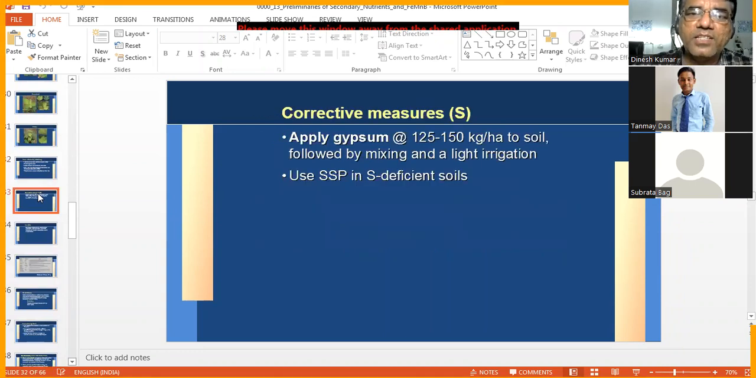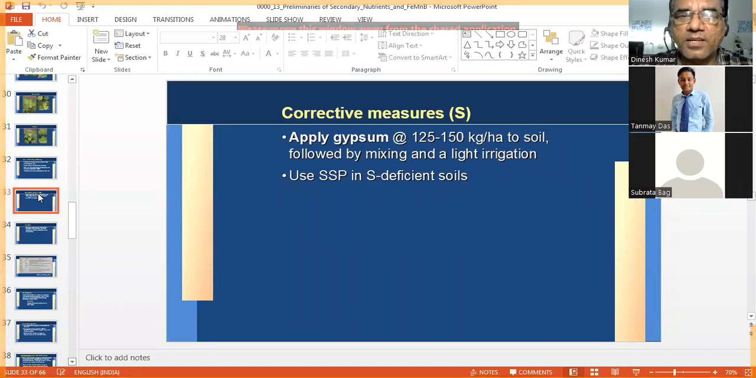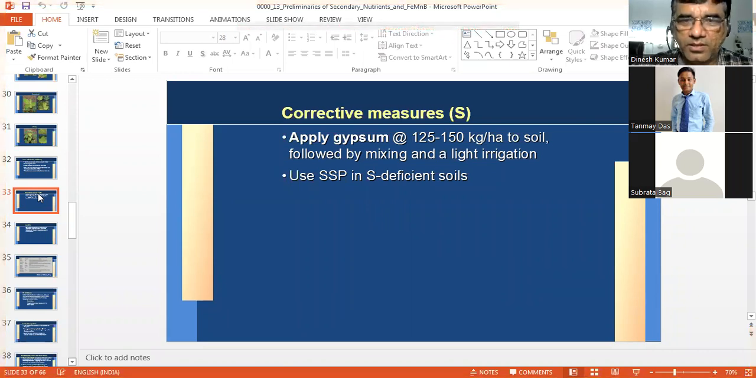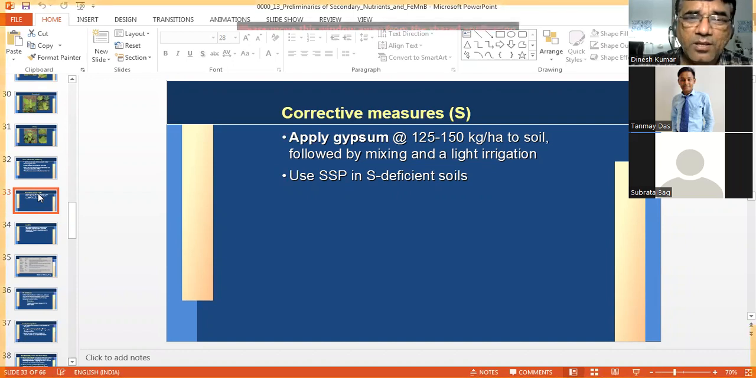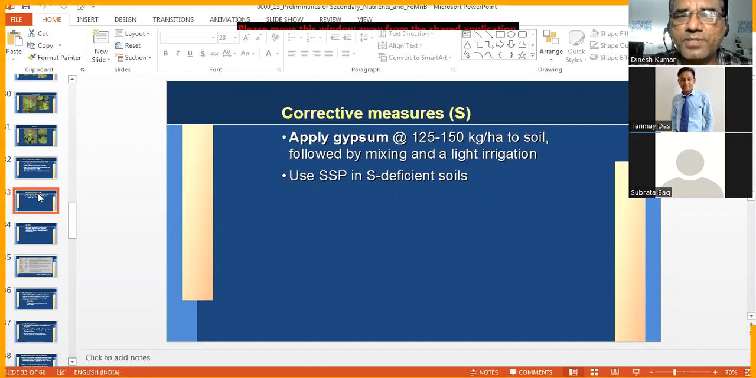Now, what can be done? Gypsum can be applied on soil test basis. If information is not available, the general recommendation is 125 to 150 kg gypsum, or use single superphosphate fertilizer. So actually gypsum is the cheapest source of sulfur, containing about, how much sulfur is there in gypsum?